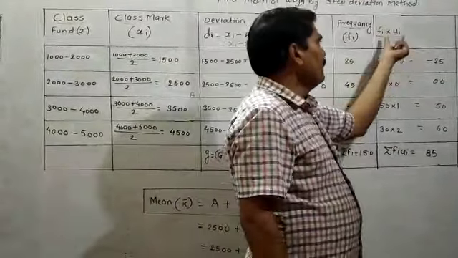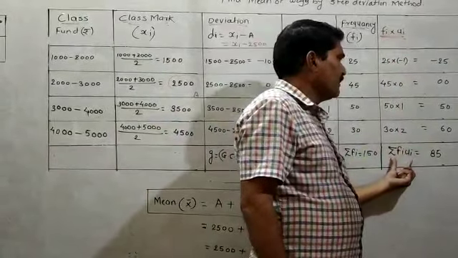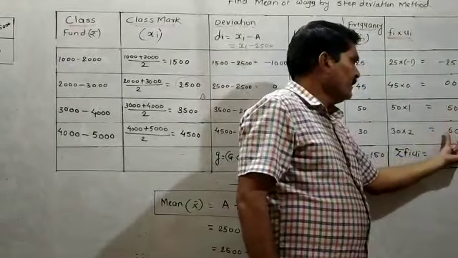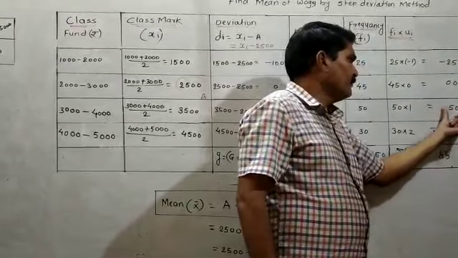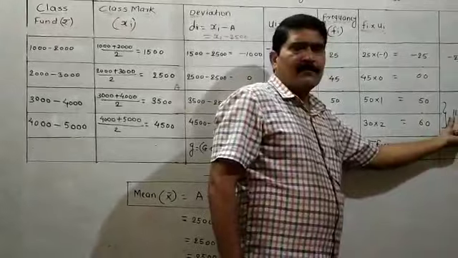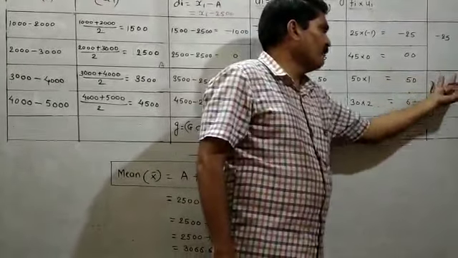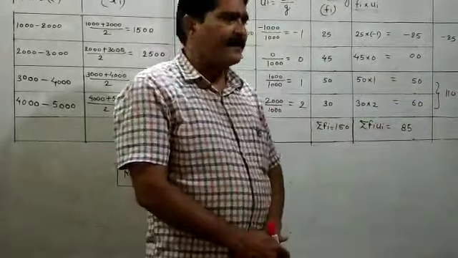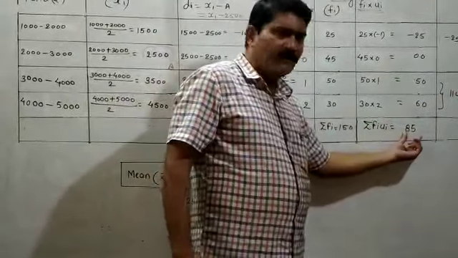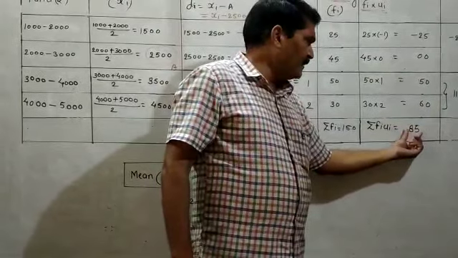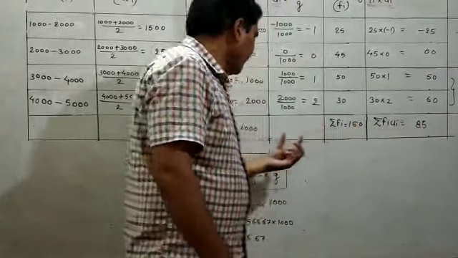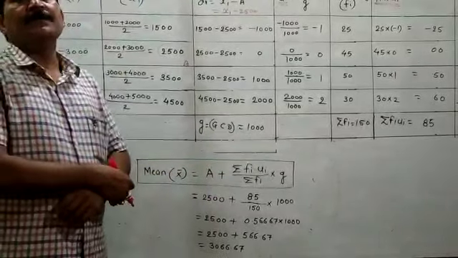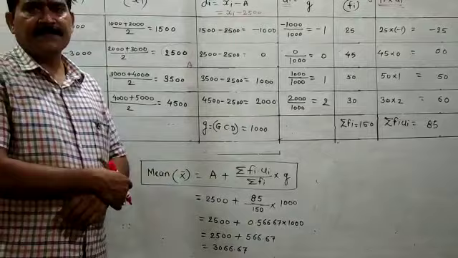Then you have to find the sum of fi ui. Here you have to find the sum of fi into ui. This is minus 25. I will add the positive 50 plus positive 60, which is equal to 110. This one is positive and this one is negative, so find the difference between their magnitudes and give the sign of the greater magnitude. At that time the sum of fi ui will be plus 85. Now you have the sum of fi ui, the sum of fi, and g. At that time, it is very easy to find the mean by the step deviation method.